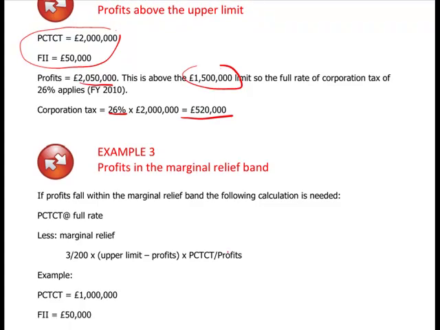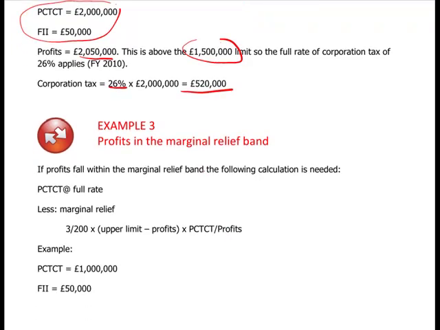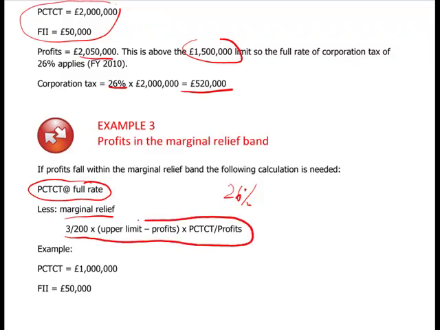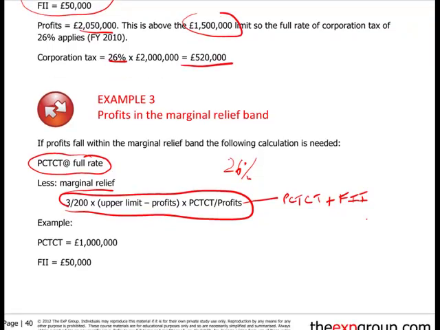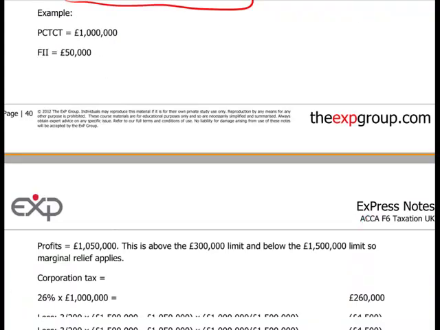Now, if you're in the marginal rates, what you must do is tax it at the full rate, which is 26%, less a marginal relief, which is this formula. And this is why profits are important, because it's the PCTCT plus FII. So that's why it's important to know what your FII is. Now, let's work that one through.